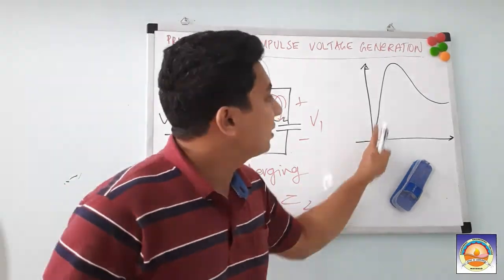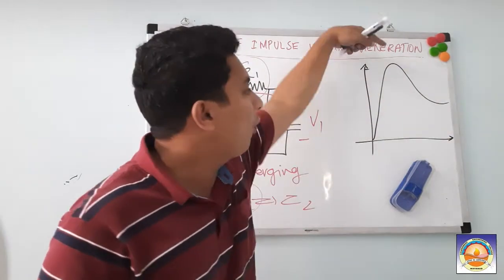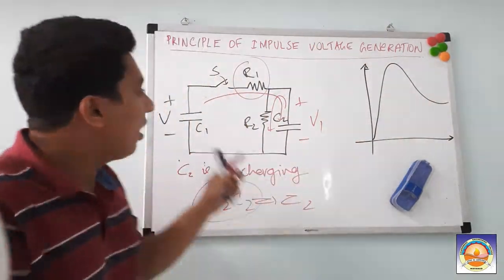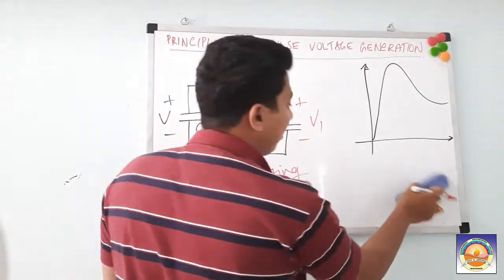So once it is charging, you have a potential increase like this. Once it is discharging, what will you have? You will again have a time delay, right? So by introducing resistances R1 as well as R2, you are able to introduce what?